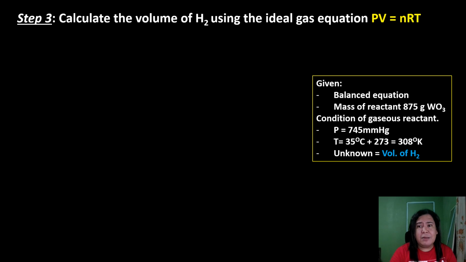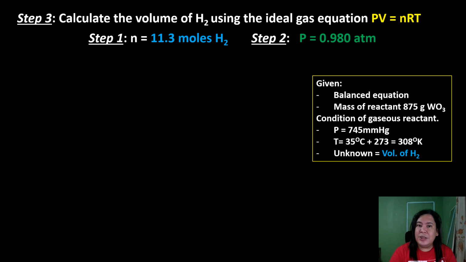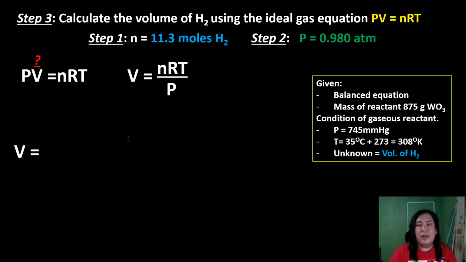This time you can now calculate for the volume using P, n, R, and T. So for our step 1, we have the number of moles, which is 11.3 moles of hydrogen gas. And then for step 2, we have 0.980 atmospheric pressure. So this is our equation. Our unknown is volume. So kung ano yung tabi ng unknown, so that will be your denominator. Okay, and then substitute all given values.